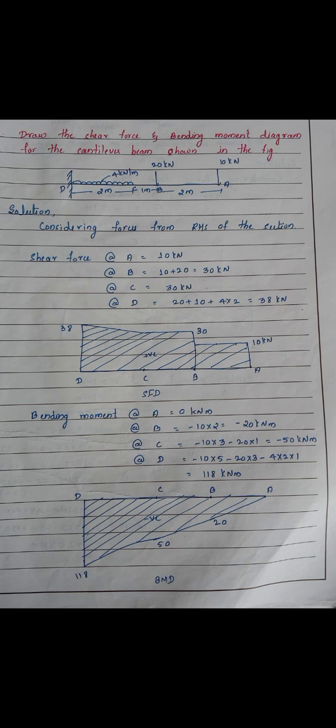The UDL is in terms of kilonewton per meter, and we need to convert it into kilonewton. For that we need to multiply by the span length. So that is 4 into 2. So the total will be 38 kilonewton.